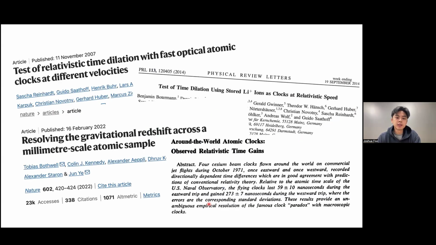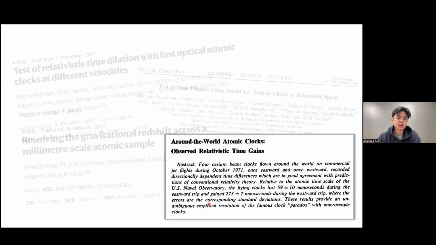This has been tested in a lot of experiments, with the first direct observation by Hafele and Keating in the 70s, I believe. This experiment tested time dilation by flying atomic clocks on commercial airplanes around the world and comparing them with identical clocks on the ground. So this confirmed that velocity and gravity cause a measurable difference in the elapsed time measured by a clock.